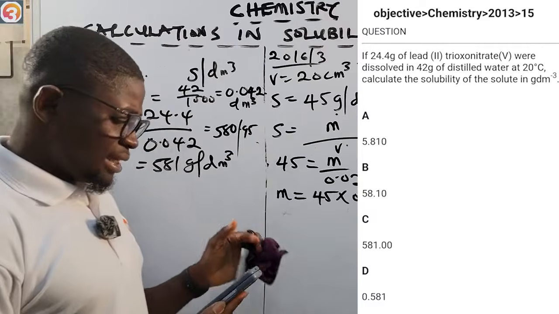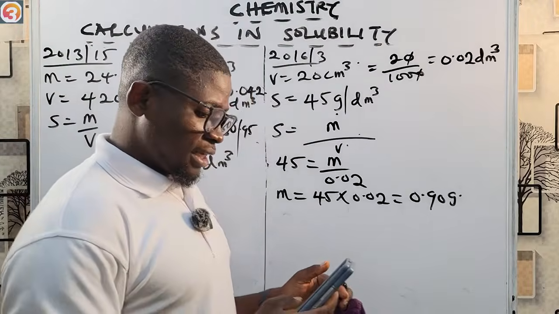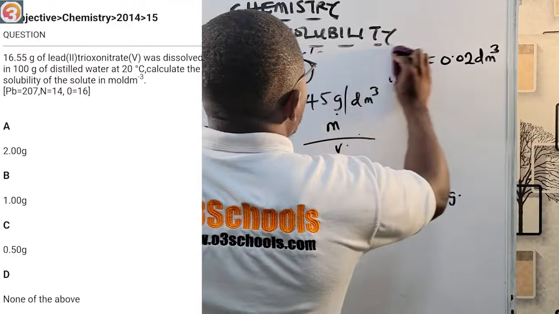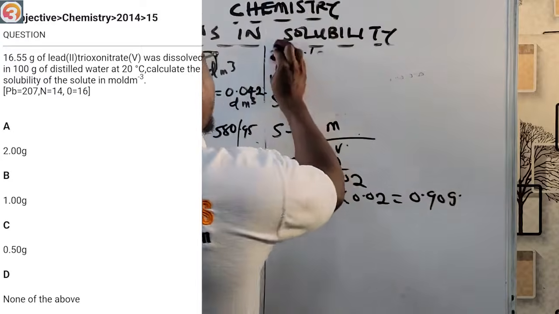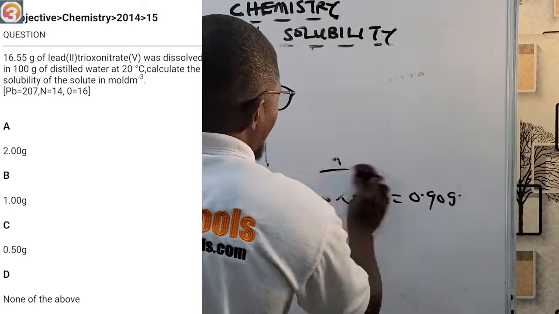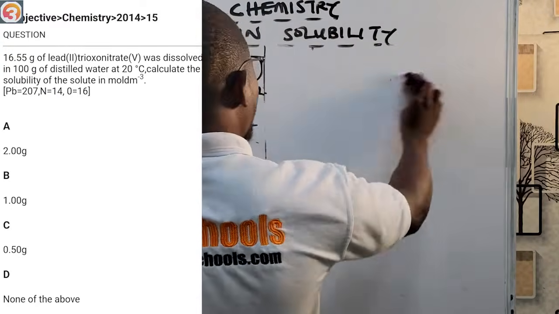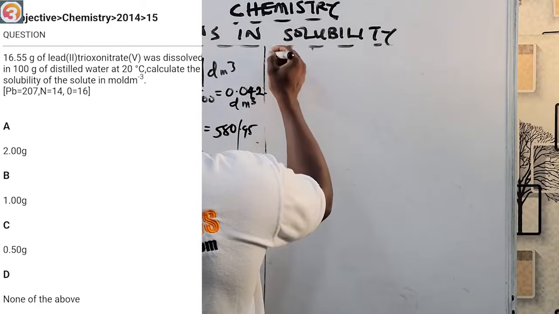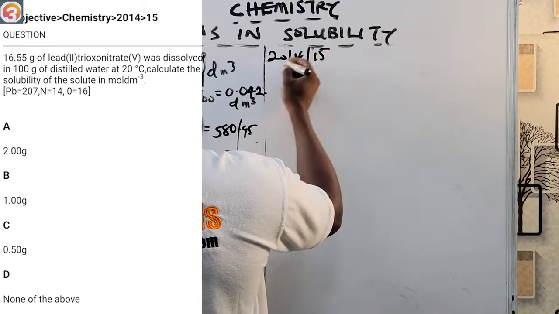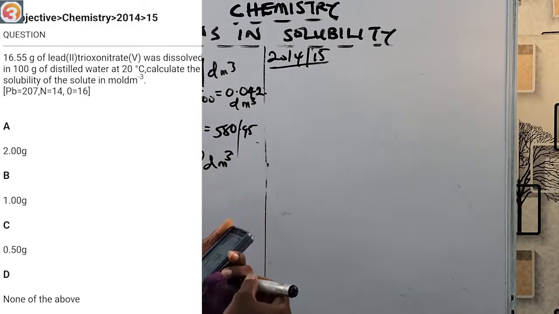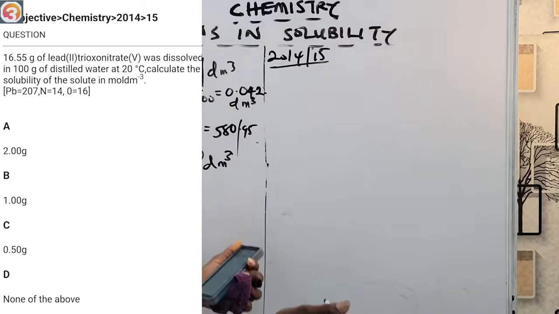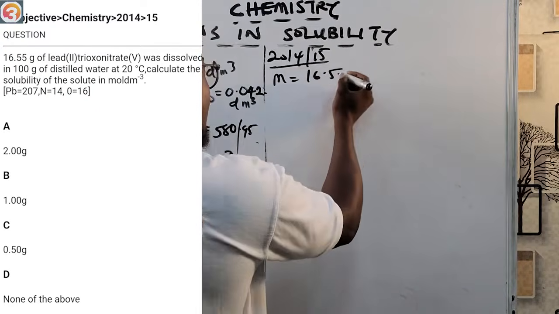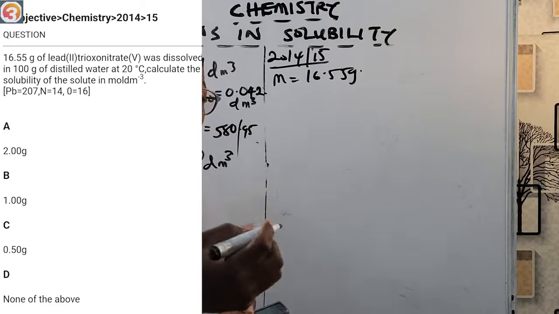So let's continue. Let's do the last question now. 2014, number 15. Let's see the last question, and we are done for today. It says, 16.55 gram of lead 2 trioxonitrate 5. Okay, mass is what? 16.55 gram of lead 2 trioxonitrate 5.